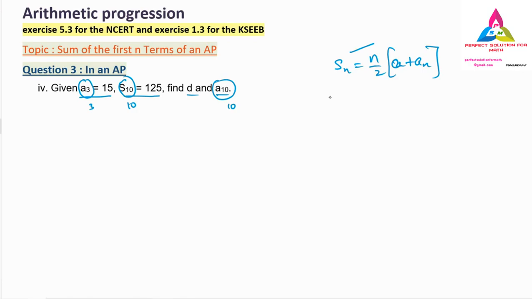But at the end we can use it, because here we have S10 as 125 and here we have A10, so the n values are the same. But what about the given things? A3 and S10, both n values are not similar. So for this type of question we can't go directly for this formula at first, but lastly, while finding A10, we can go for this formula. So first we have to find the d value, very important.